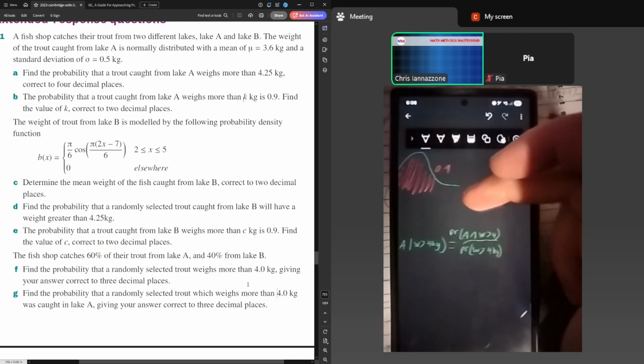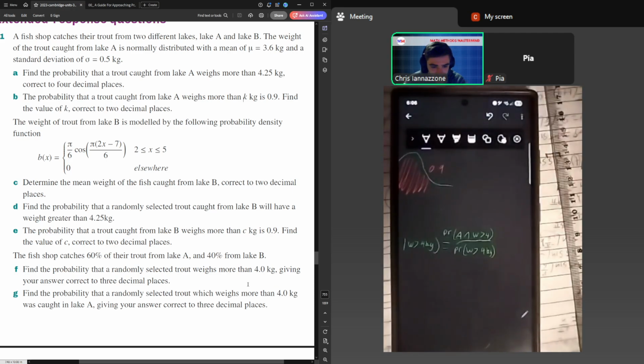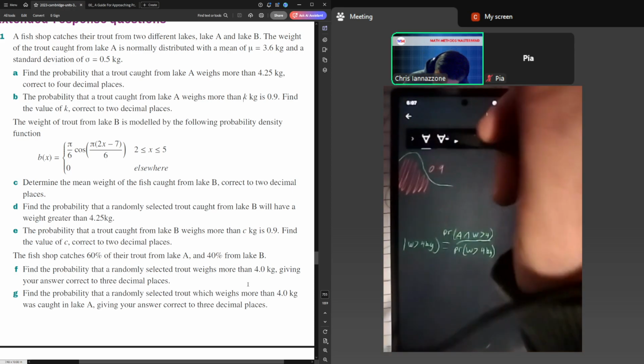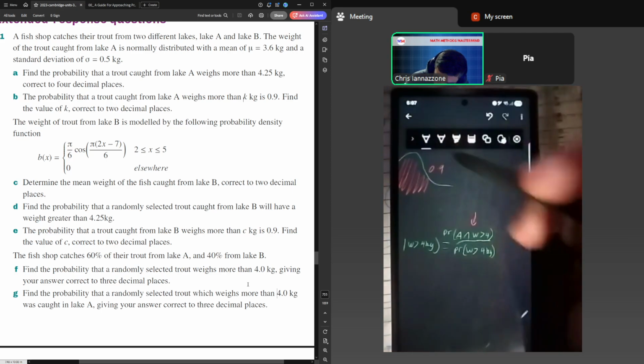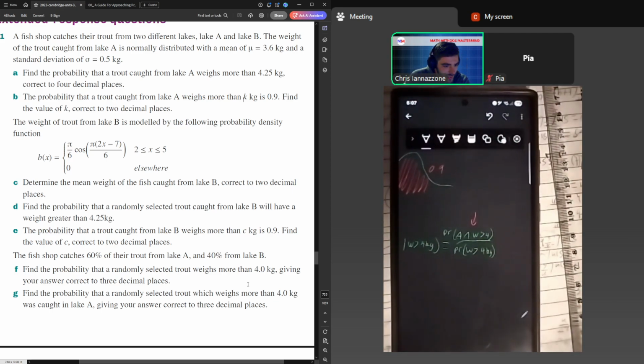So just by looking at that, we actually already know one of these probabilities. We calculated it earlier. Which of these do we know? The bottom? Bottom, yeah, correct. We already calculated that in part F. So all that's left now is figuring out what our numerator is, and then we can just do a quick division. So A intersection weight greater than 4. That's a fun one. I've got an idea how I could calculate that, but I'm open to suggestions.